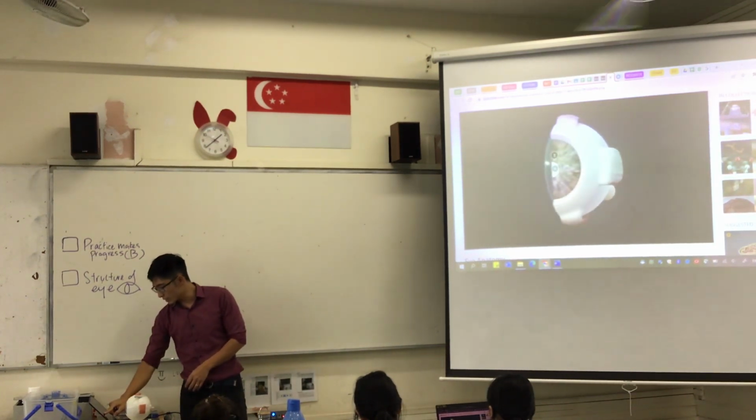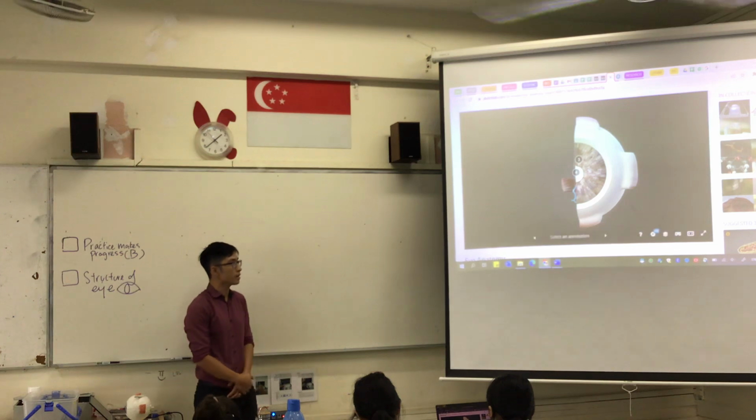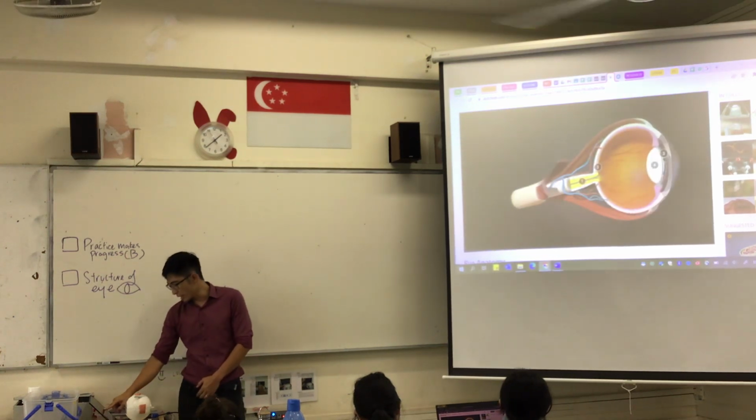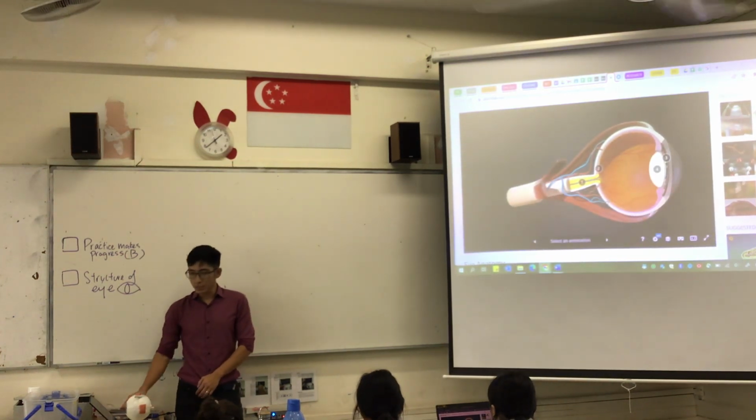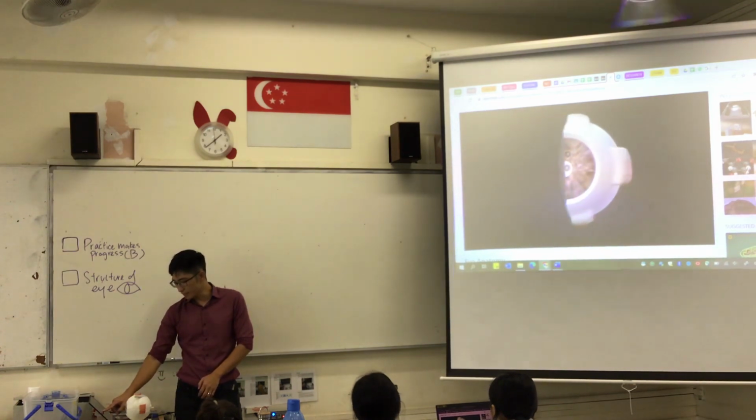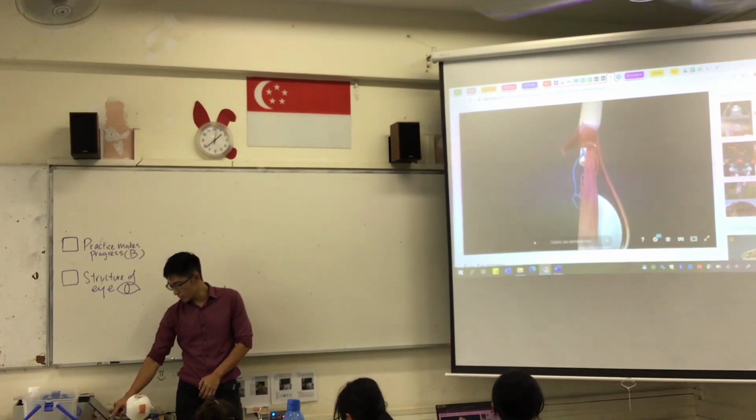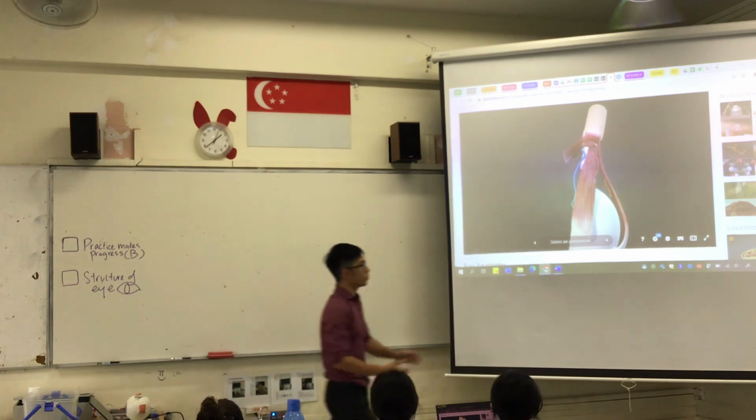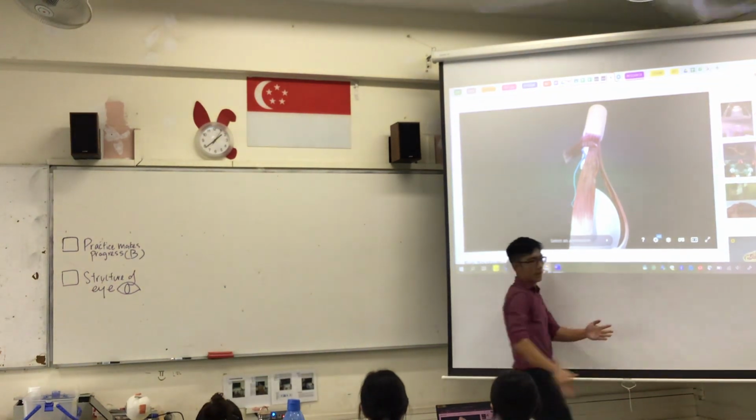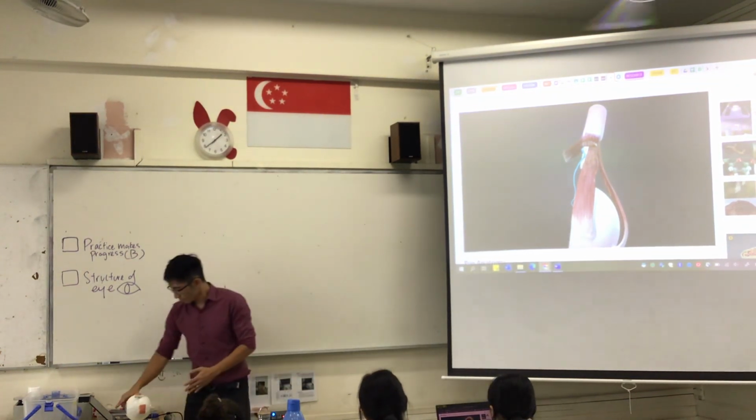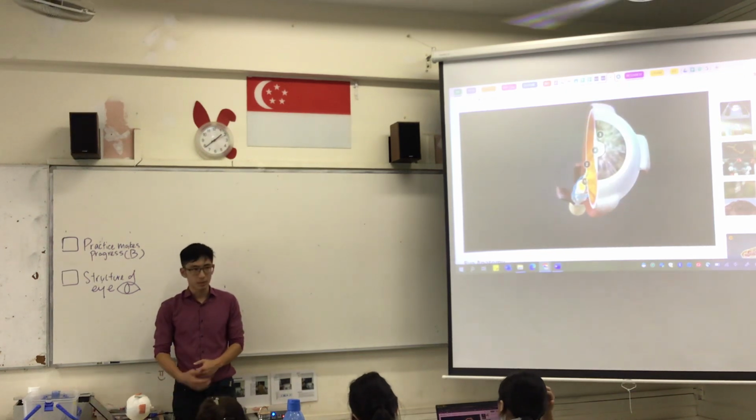If I were to slice an eyeball down this way, this is what you see on the inside. During the practical this Thursday, I will not slice it this way. Instead, I will slice it from top down. You can see a lot more structures by doing it that way.